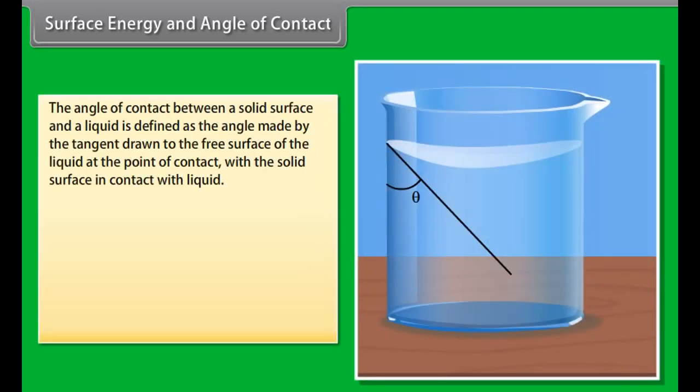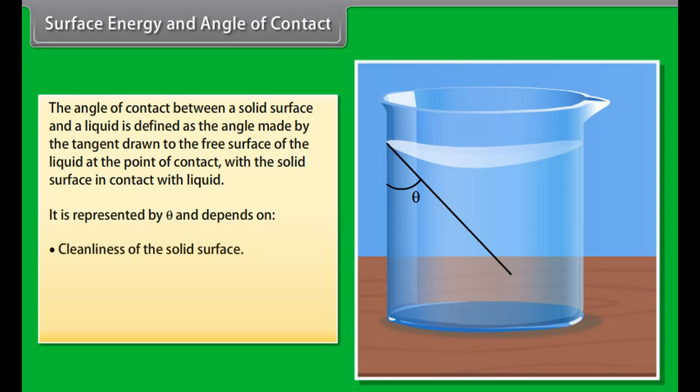The angle of contact between a solid surface and a liquid is defined as the angle made by the tangent drawn to the free surface of the liquid at the point of contact, with the solid surface in contact with the liquid. It is represented by theta and depends on cleanliness of the solid surface, nature of the solid surface and liquid, and medium above the free surface.